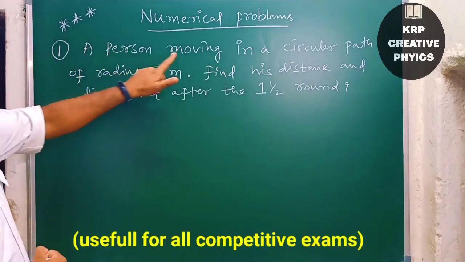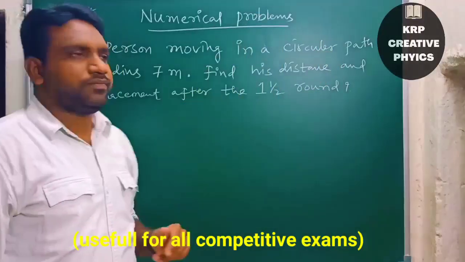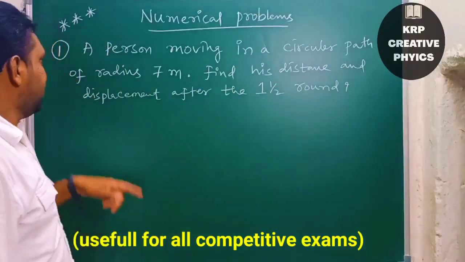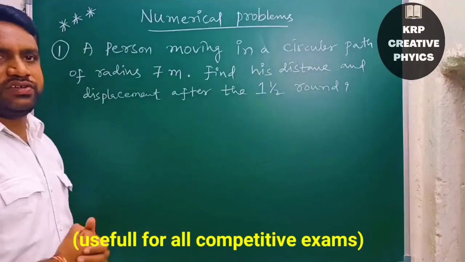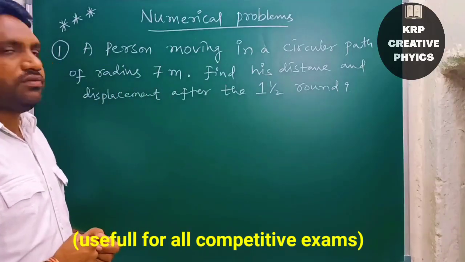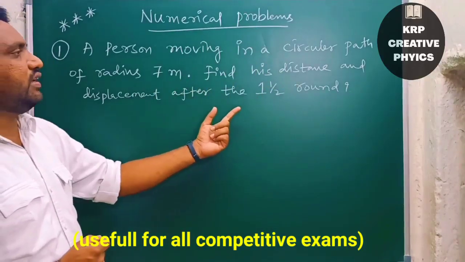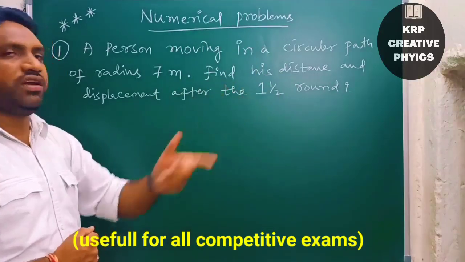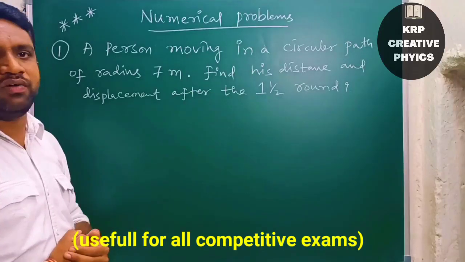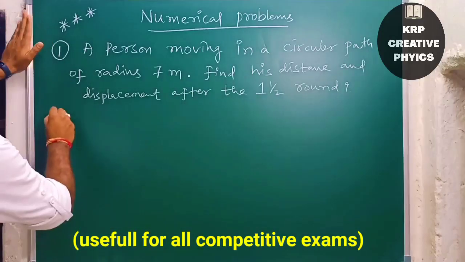A person moving in a circular path of radius 7 meters. Find his distance and displacement after 1.5 rounds. After the completion of 1.5 rounds. So let's move into this.